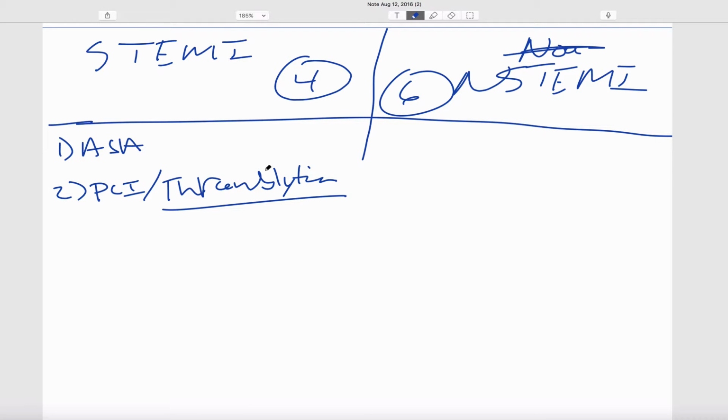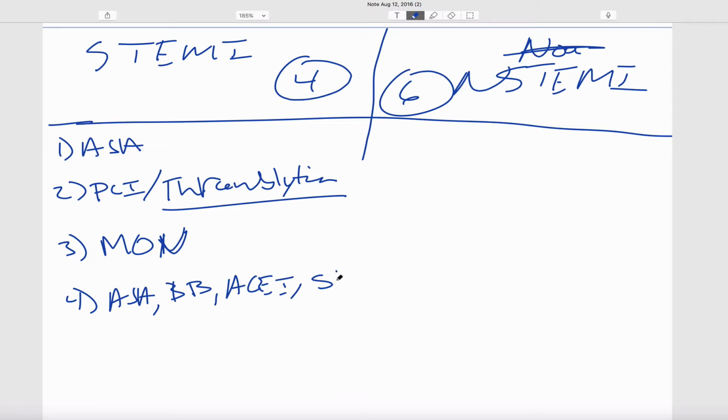And anyway, probably 100% of these words are misspelled, but you hear what I'm saying. So PCI or thrombolytics. The next thing we want to think about is symptom control, which is going to be our morphine, our oxygen, and our nitro. And then the last thing we want to think about is what we send them out on discharge, which is daily aspirin, a beta blocker, an ACE inhibitor, and a statin. These are the things that they need to be on when they're leaving the hospital.